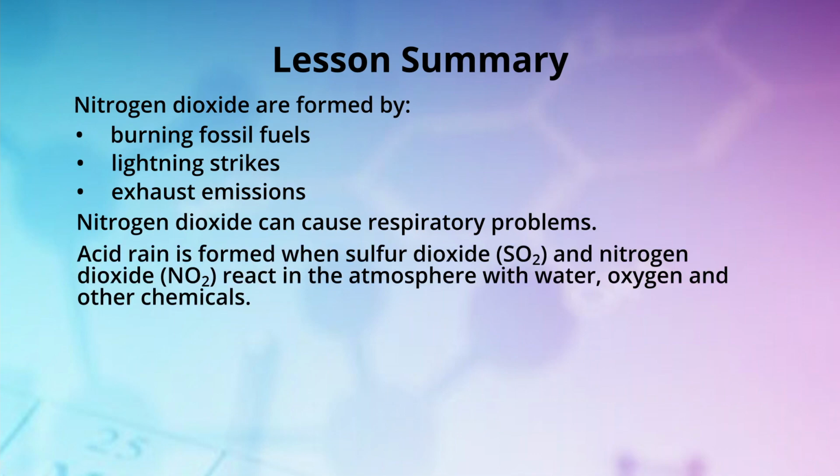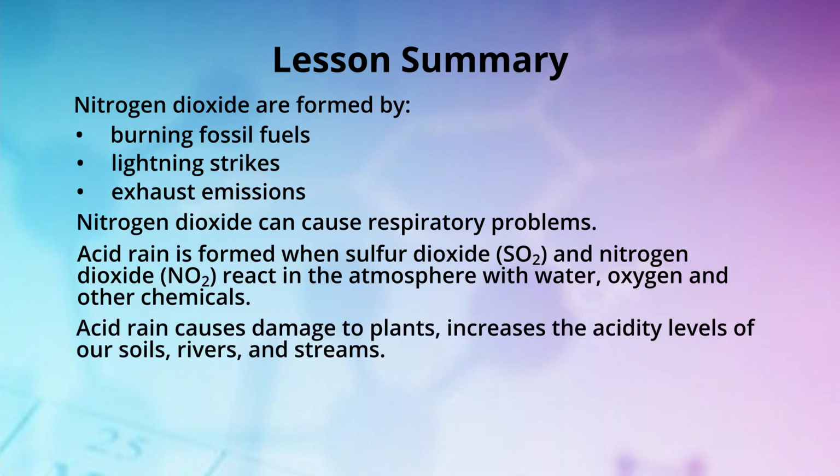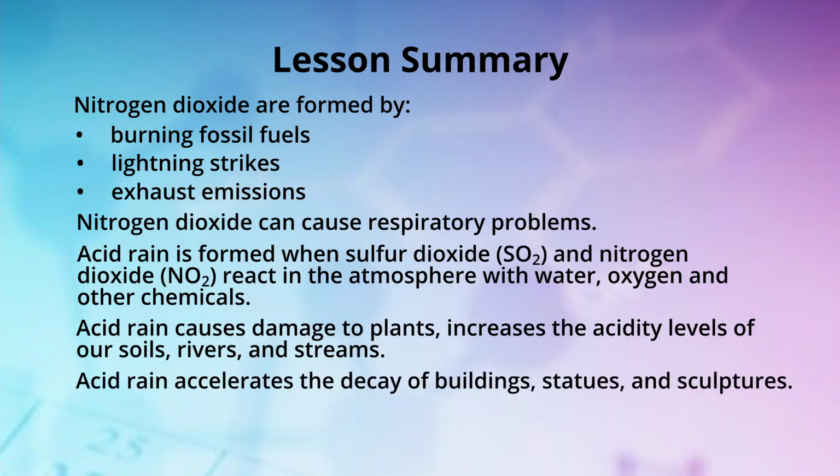Acid rain is formed when sulfur dioxide and nitrogen dioxide react in the atmosphere with water, oxygen, and other chemicals. Acid rain causes damage to plants and it increases the acidity levels of our soils, rivers, and streams. Acid rain accelerates the decay of buildings, statues, and sculptures.